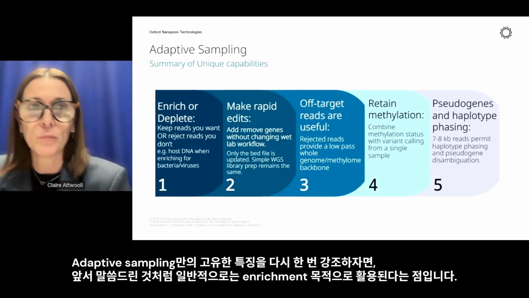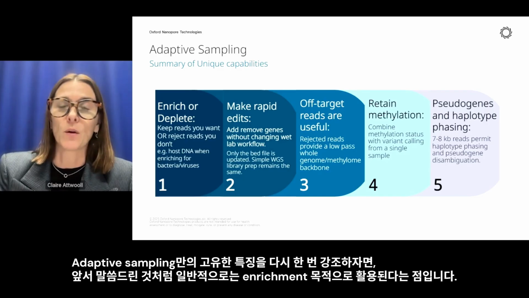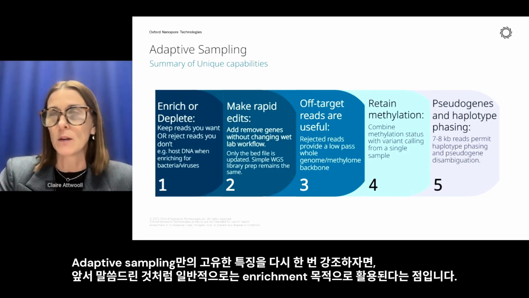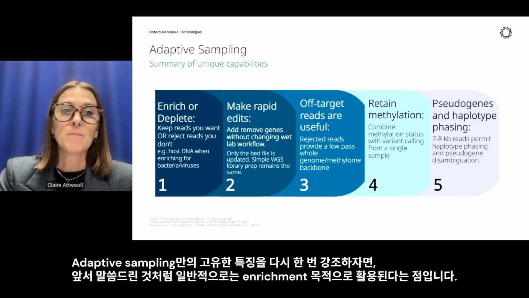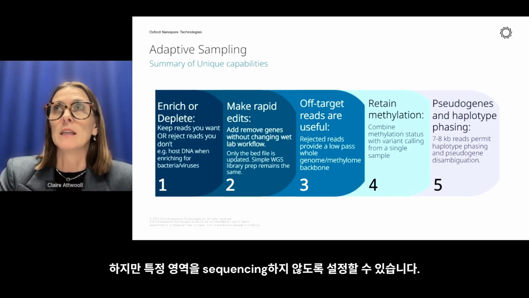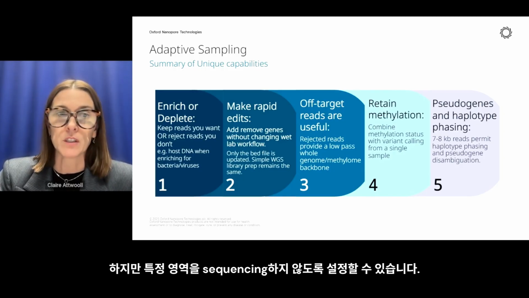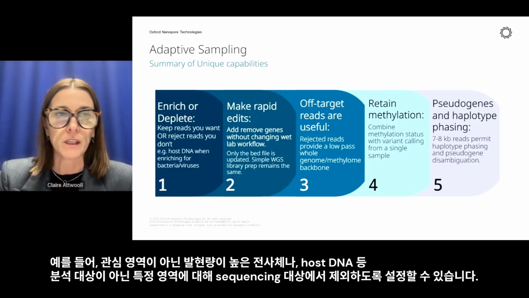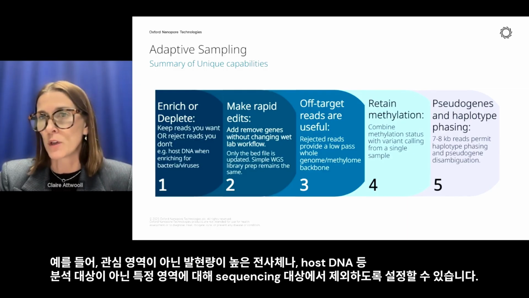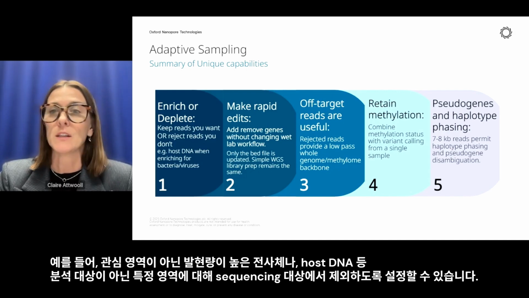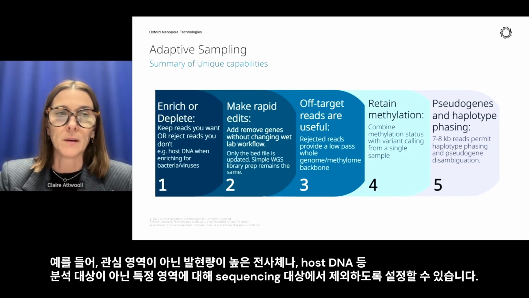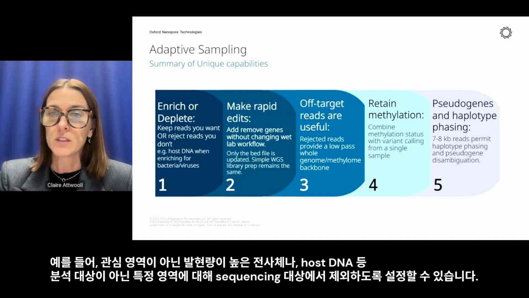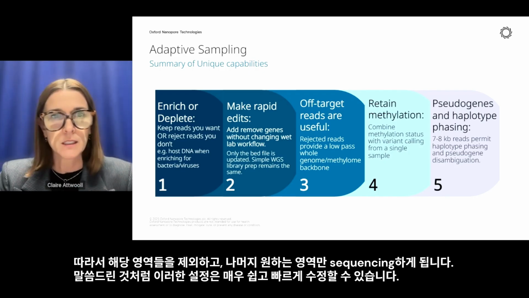Just to hammer home the unique features of adaptive sampling. So I talked about enriching. That's how we most frequently think about it. But you can also tell the sequencer that you don't want particular regions. So if you have a very abundant transcript, for example, that you're not interested in, or a very abundant sequence that you're not interested in, or you have host DNA that you've tried to deplete, but there might be some left, you can tell it that you don't want to sequence a particular region, and so it would spit those out and sequence the rest.